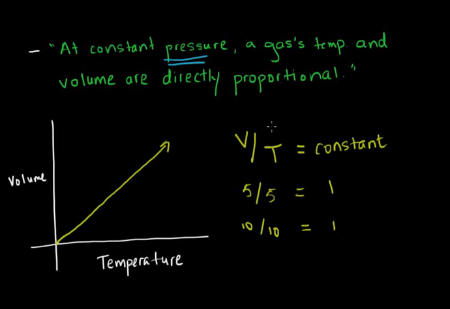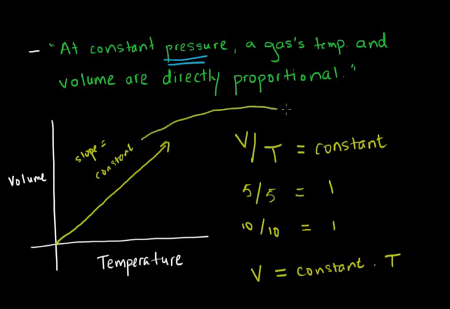Another way to think about this is if we're plotting volume as a function of temperature, we can just solve this little equation for volume, and so we get V equals constant times T, and whenever you have V equals something, that's going to be a linear curve, and so the slope of this line is just equal to the constant we've described over here.